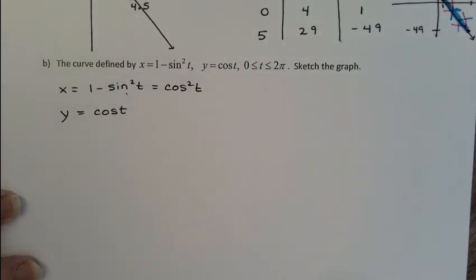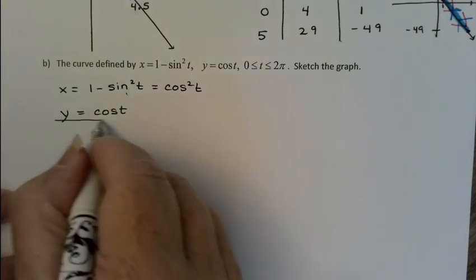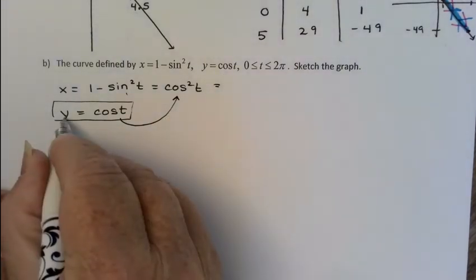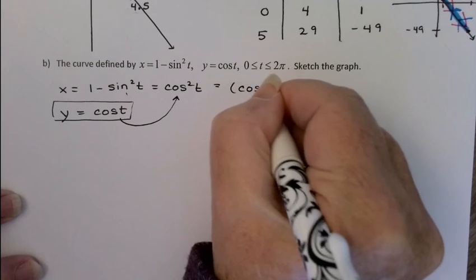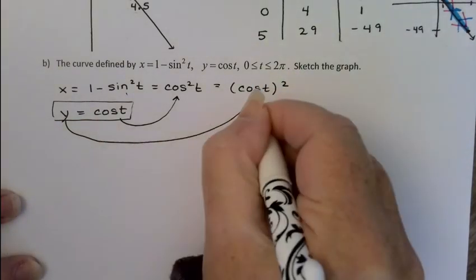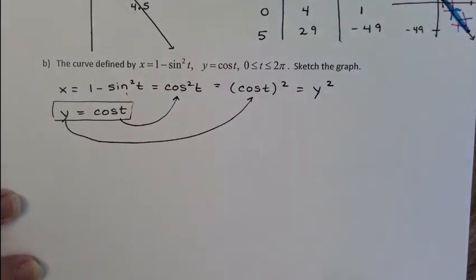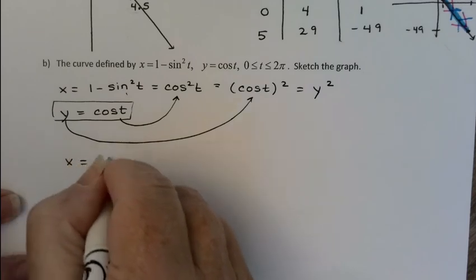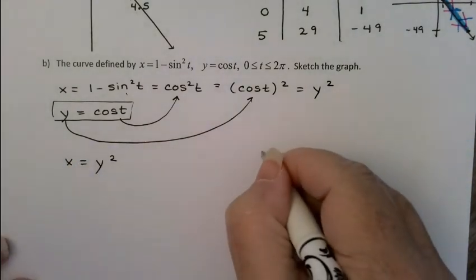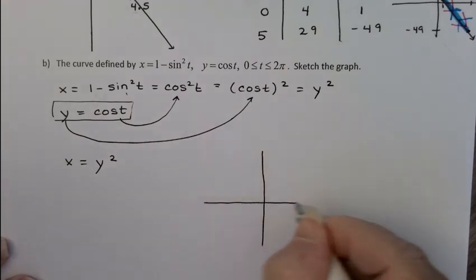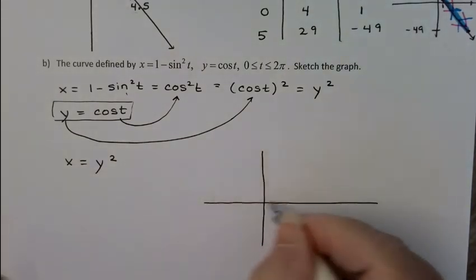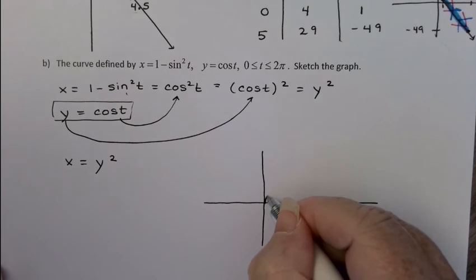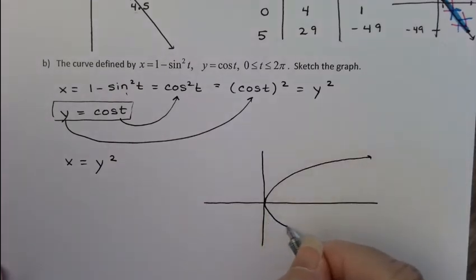So in fact, what's going on here is if I take y equals cosine t and substitute, I can plug y in for cosine t. What I really have there is y squared. So I've just used a substitution method: x equals y squared. Well, I know what the graph of x equals y squared looks like. y equals x squared is just the vertical parabola. x equals y squared is just the horizontal parabola. You can verify with your calculator if you want to. But it just looks like this.